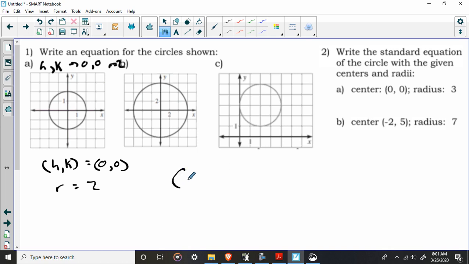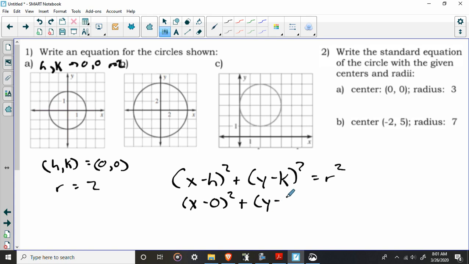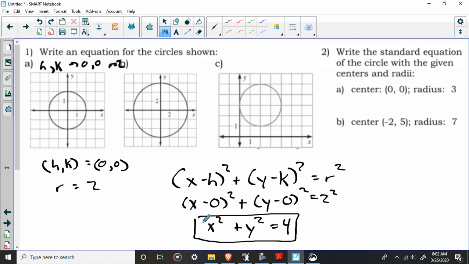Now, again, your standard form is x minus h squared, so flip the sign, plus y minus k squared, flip the sign, is equal to the radius squared. So again, that's going to be x minus 0 squared plus y minus 0 squared is equal to 2 squared. For this one, you can simplify this. X minus 0 is x, y minus 0 is y, and 2 squared is equal to 4. So pretty much you guys should know at this point, if x and y have nothing added or subtracted to them, then your center's at the origin. So we'll do the same thing for this one here, okay?